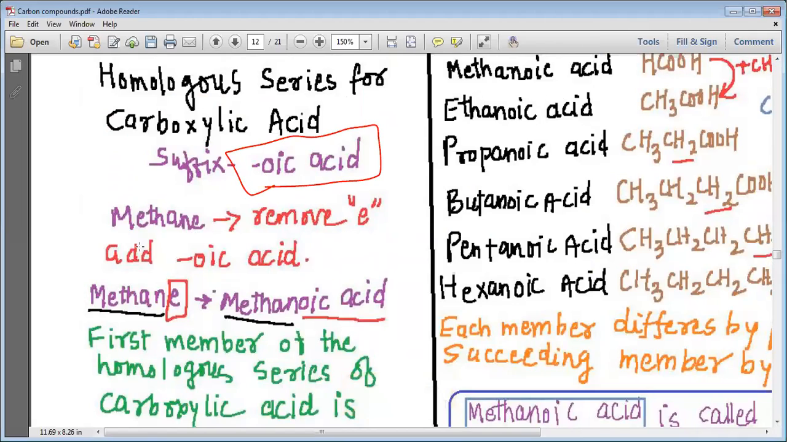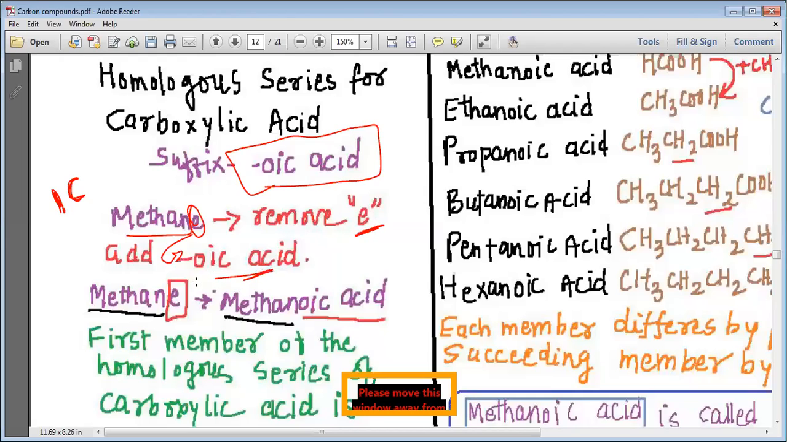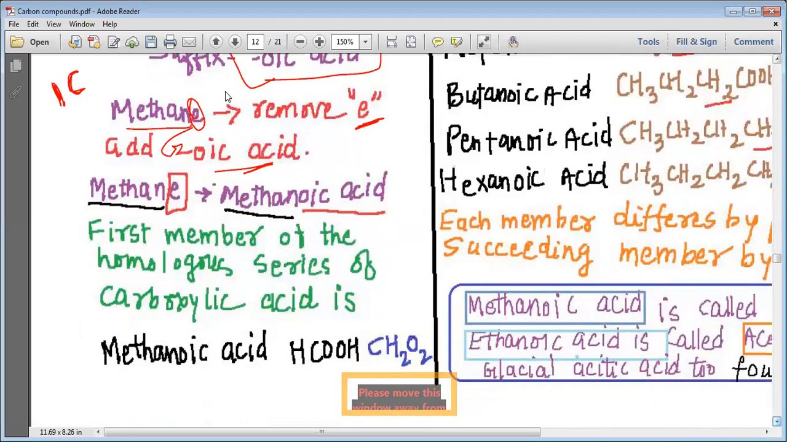So suppose for one carbon, my dear students, we write methane. Now what happens, this E we remove and add this oic acid. So we remove E and then add oic acid. So from methane it becomes methanoic acid. From methane, when we remove E and we add oic acid, it becomes methanoic acid. So the first member of the homologous series of carboxylic acid is your methanoic acid, which is written as HCOOH.